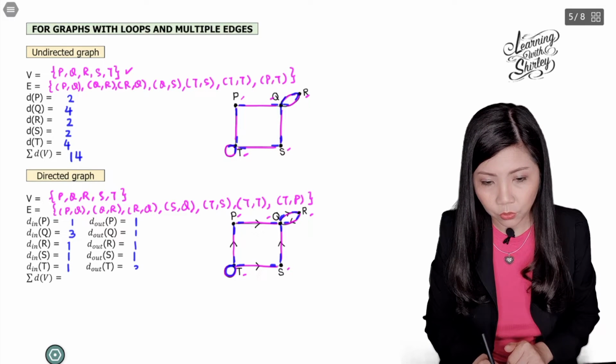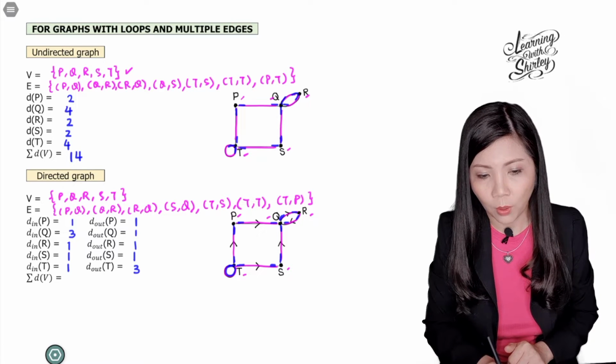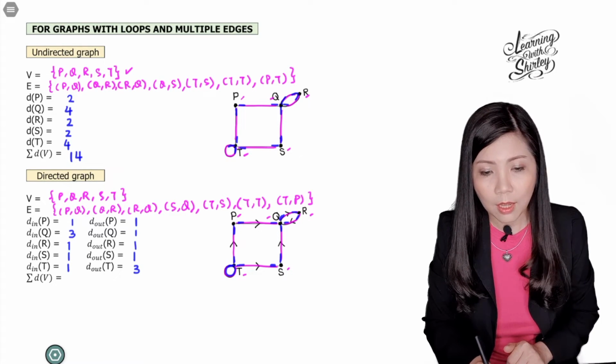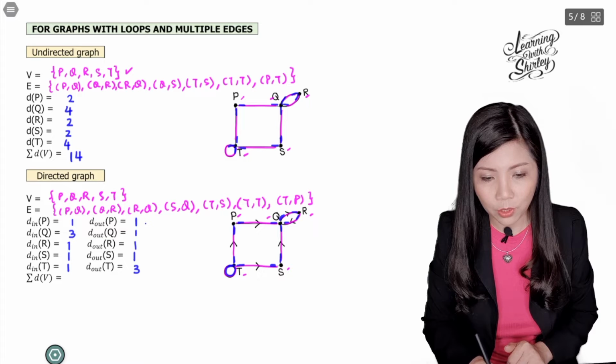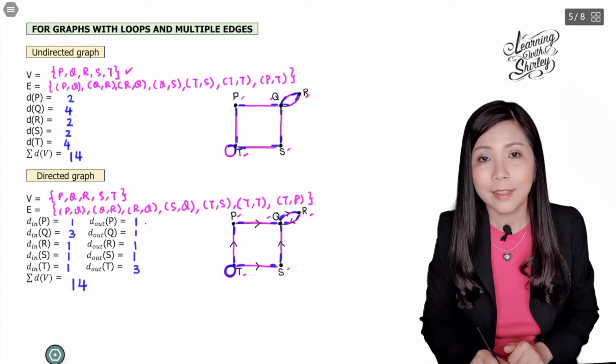So total is 3. Okay, so the sum of DV, for this, we add up everything: 1 plus 3 plus 1 plus 1 plus 1 plus 1, 1, 1, 1, 3. All these added together, so total is 14. That's the answer.